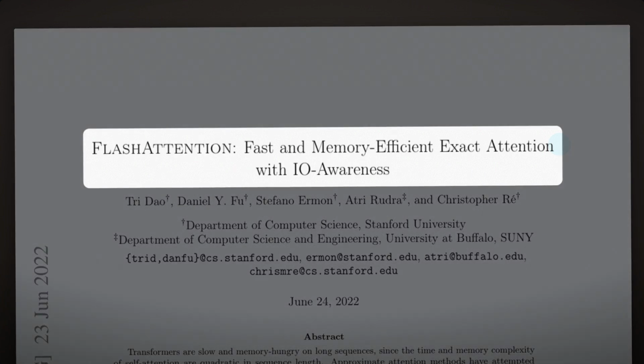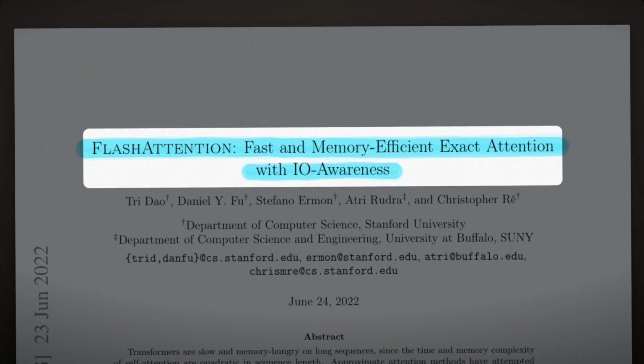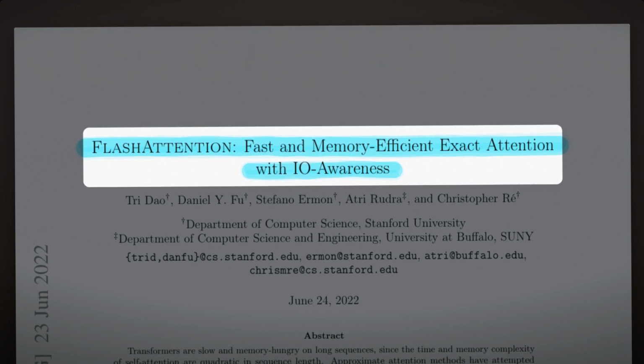Let's break down FlashAttention, fast and memory-efficient exact attention with I/O awareness, from Tri Dao and collaborators at Stanford. Same math as ordinary attention, radically less memory, and a lot faster.